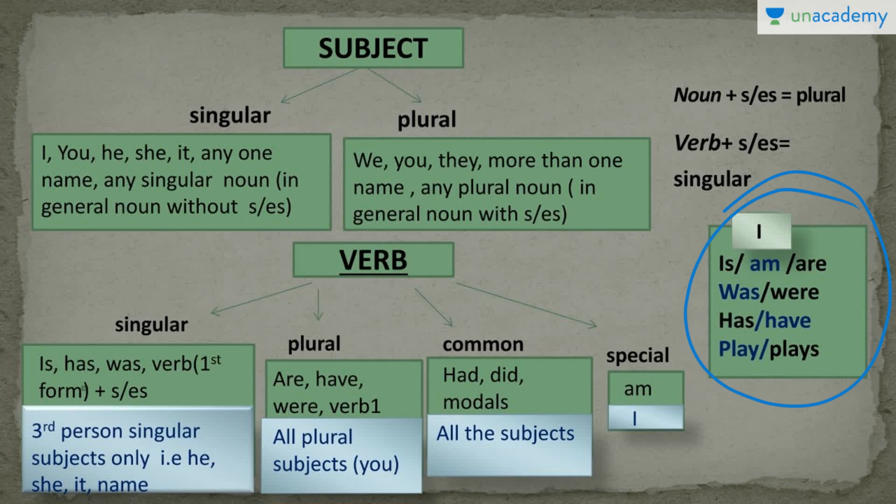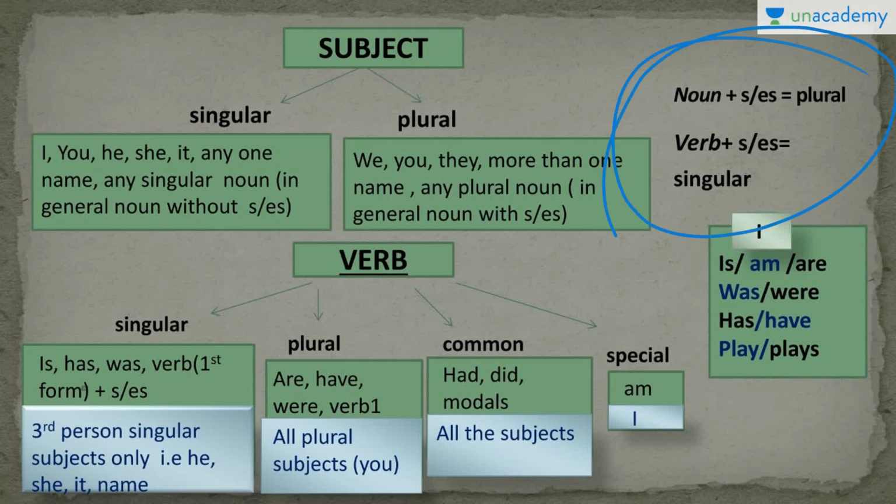Now, there's one more point which you need to remember throughout this entire topic. It's right over here. Whenever you add s or es to a noun, it becomes plural. For example, if I say boys, you know that boys is plural. I have added s to the noun boy. But if I add s or es to a verb, it becomes singular. For example, plays. Plays is a singular verb.